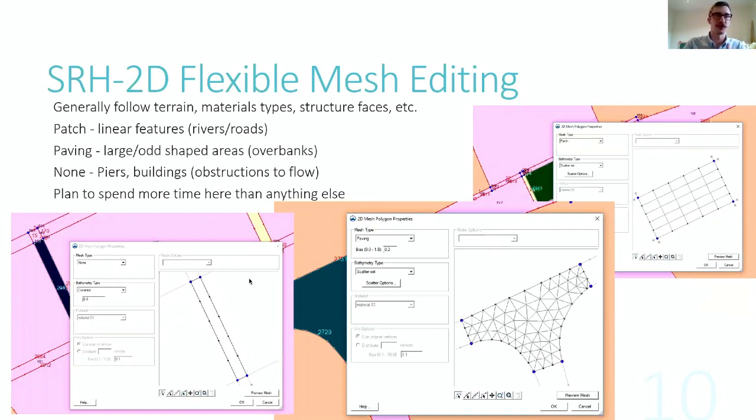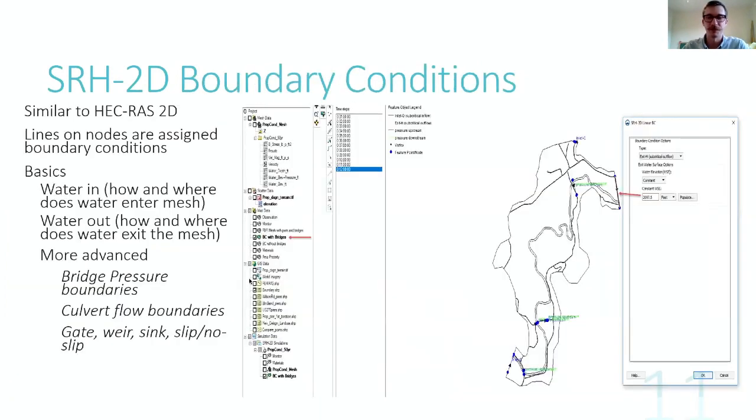So this is an intersection of a road, so you might patch the mesh all the way up to this intersection, but then because it's not really a uniform shape, you use a paving method there. And then on the left side, you see that you can also use none, so you don't need to use the mesh somewhere, and you can create holes within your mesh that allows you to model obstructions like piers or buildings or something else, which is very helpful.